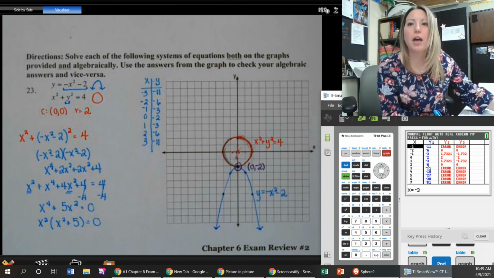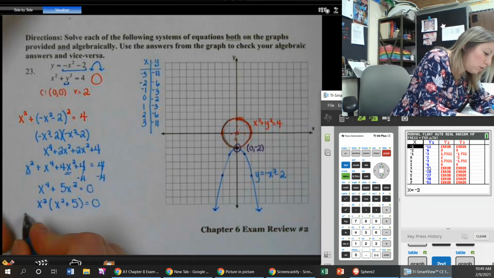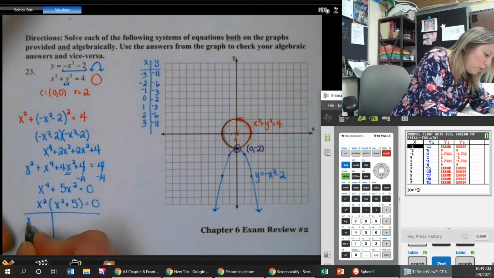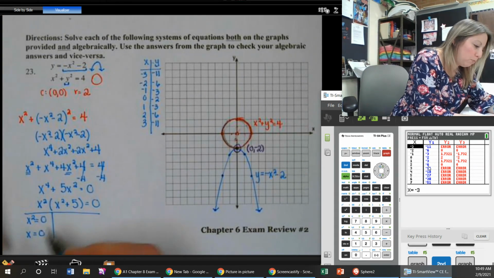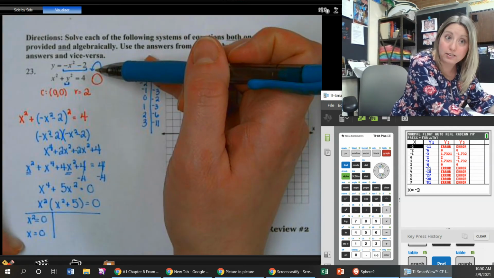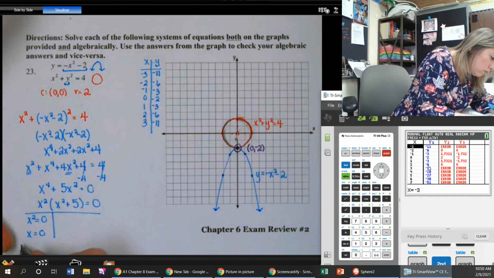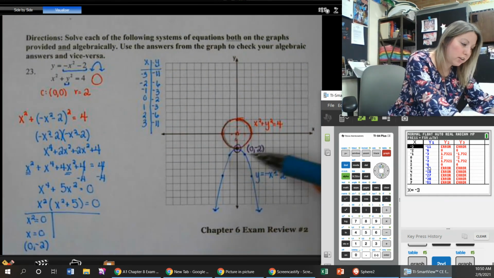This makes sense, because now if I set each of these equal to 0 in my t-chart, x squared equals 0, take the square root of both sides, and you get x equals 0. When you plug that back into this equation, you're matching y is -2. So (0, -2). That's your matching y, and that was the one intersection point.